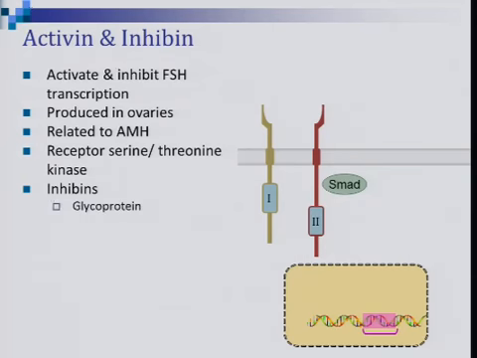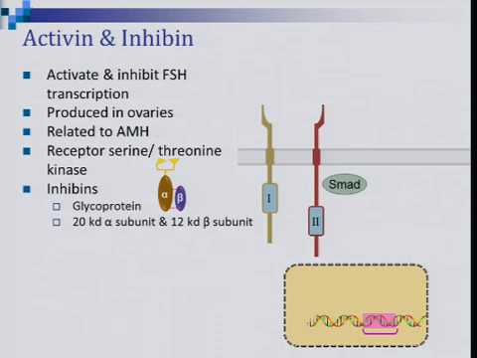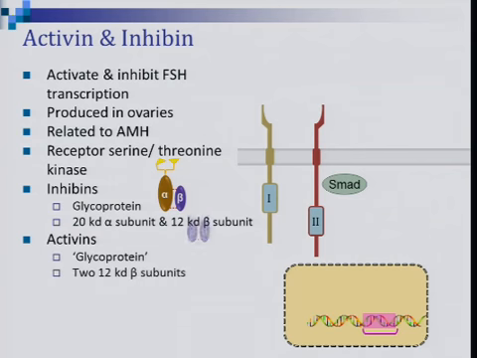So inhibins are glycoproteins. They have a 20 kilodalton alpha subunit that's glycosylated and a 12 kilodalton beta subunit, so they're glycoproteins. Activins are also, I'm going to call it a glycoprotein just for simplicity's sake, although it's not actually glycosylated. Instead, it has the two 12 kilodalton beta subunits.